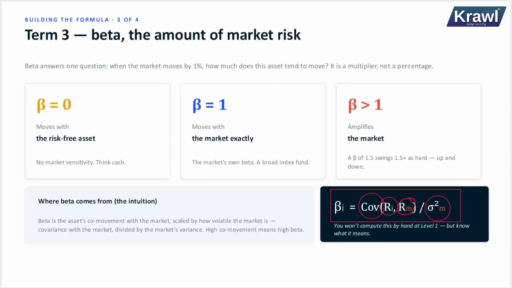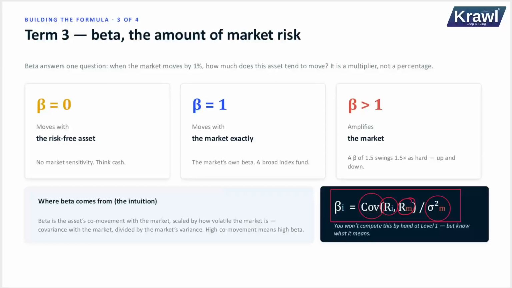So where does it come from? It's the asset's co-movement with the market divided by how volatile the market is. You won't calculate that by hand at level 1, but you must know what it means. So more co-movement means a bigger beta.